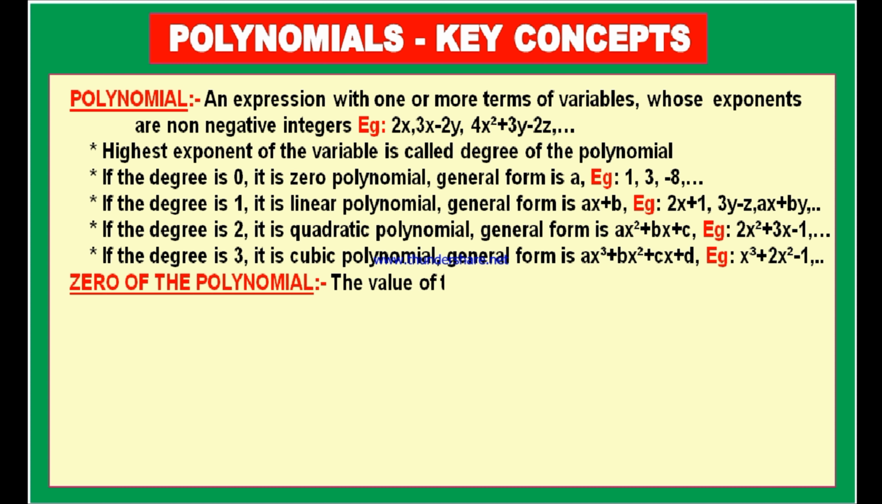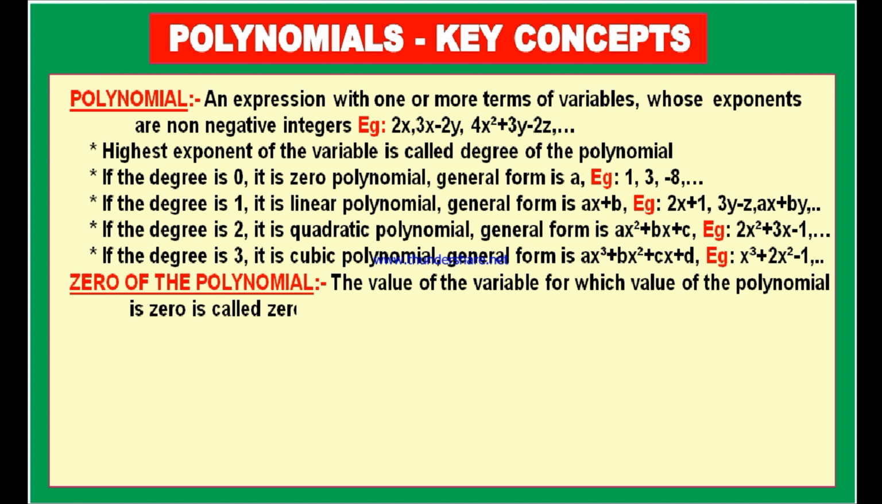Now what is zero of the polynomial? The value of the variable for which the value of the polynomial is 0 is called zero of the polynomial. I shall repeat, the value of the variable for which the value of the total polynomial is 0 is called zero of the polynomial. Zero of the polynomial is different from zero polynomial.